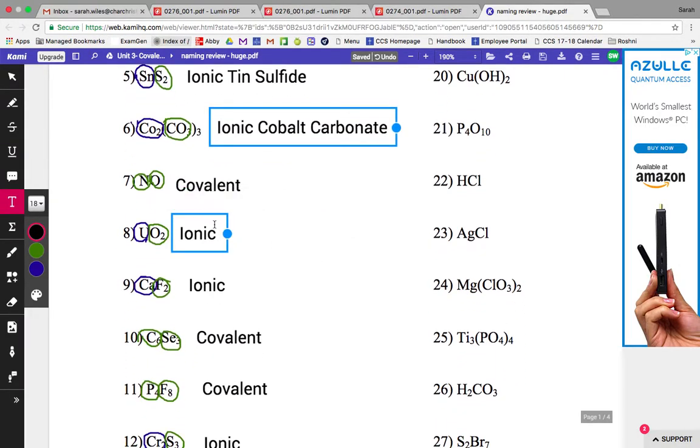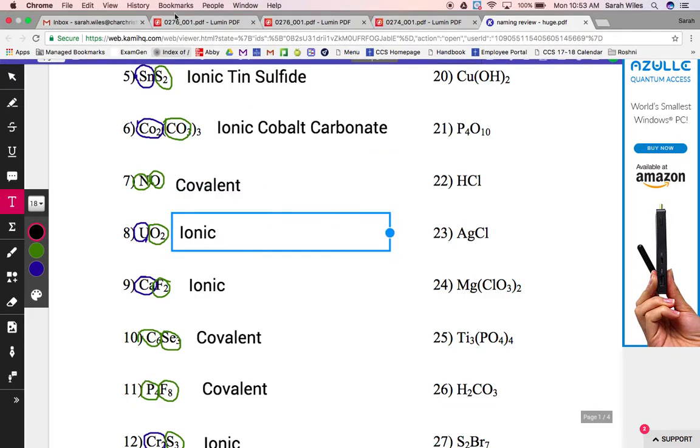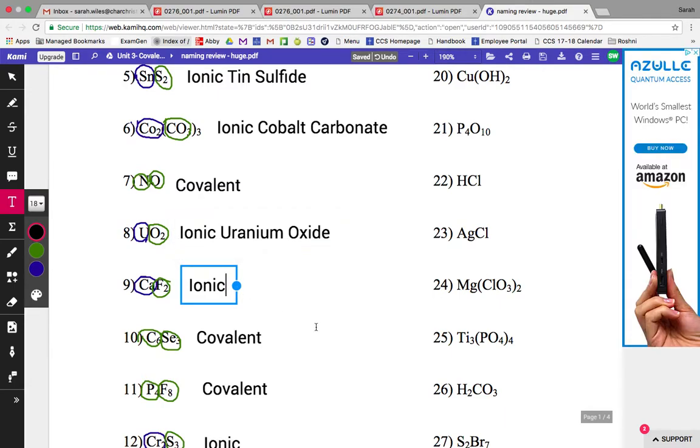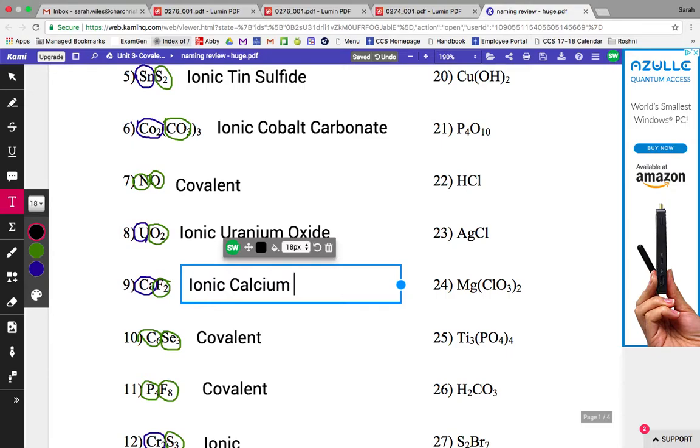Number 8 is ionic, so we're going to name it. The cation is U. U is uranium. Uranium, oxygen. The anion is not a polyatomic ion, so we're going to change the naming to "ide." So it's uranium oxide. Number 9 is ionic. We're going to name the cation and the anion, and then change the ending to "ide." Calcium, fluorine, it's F-L-U-O, not F-L-O-U. And we change the ending to "ide," so calcium fluoride.